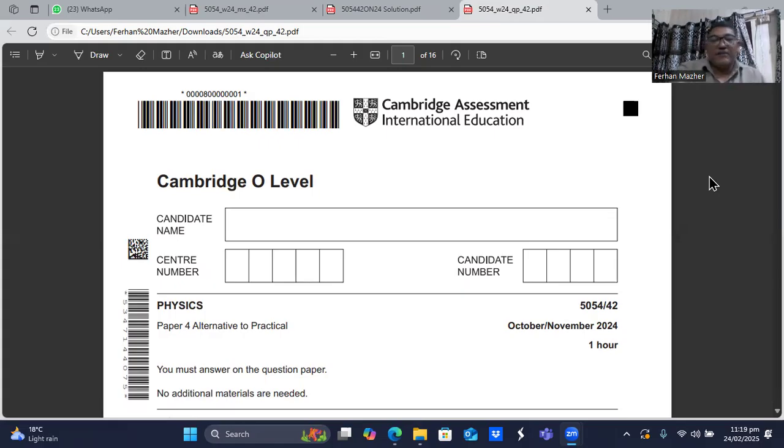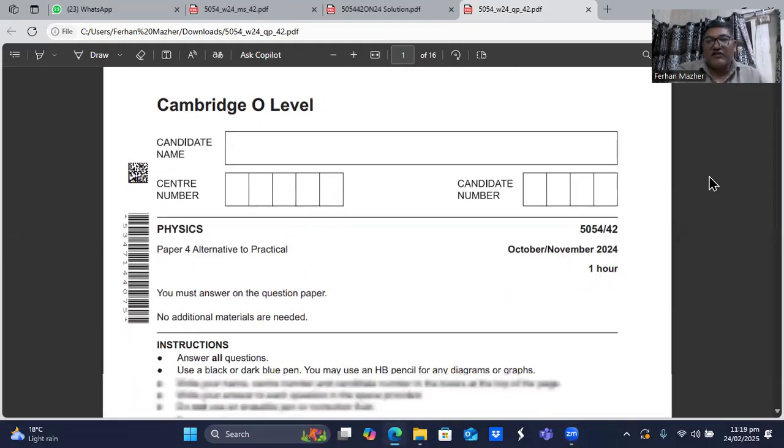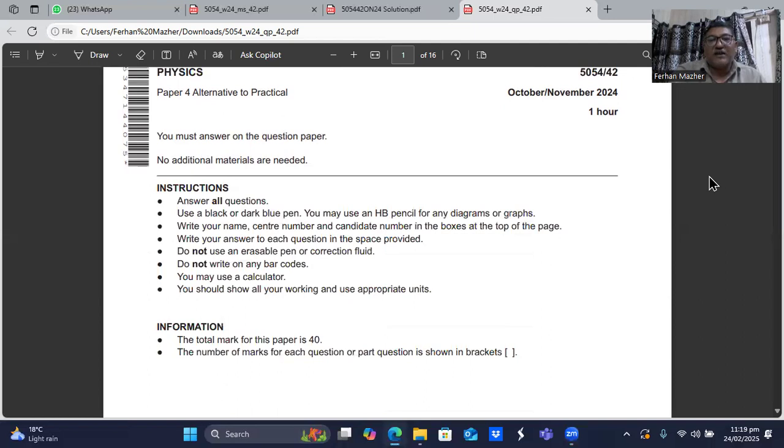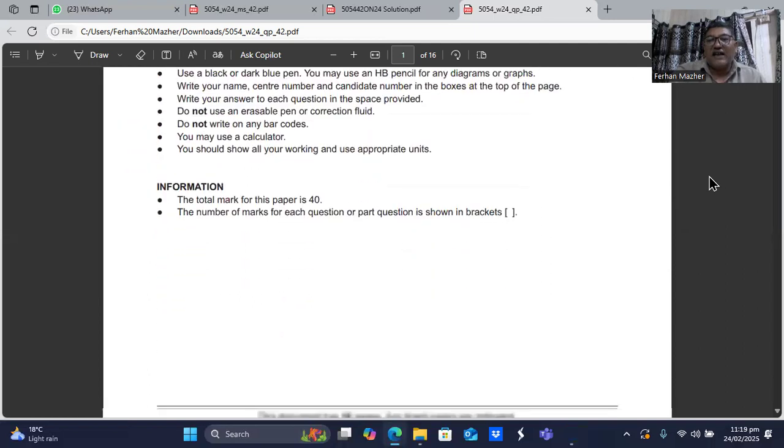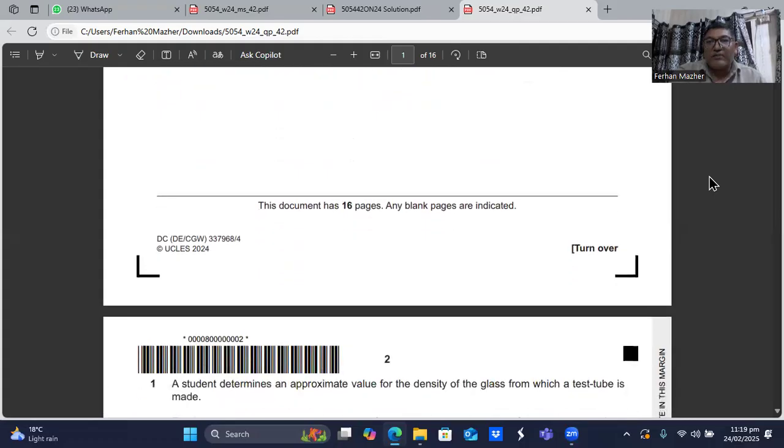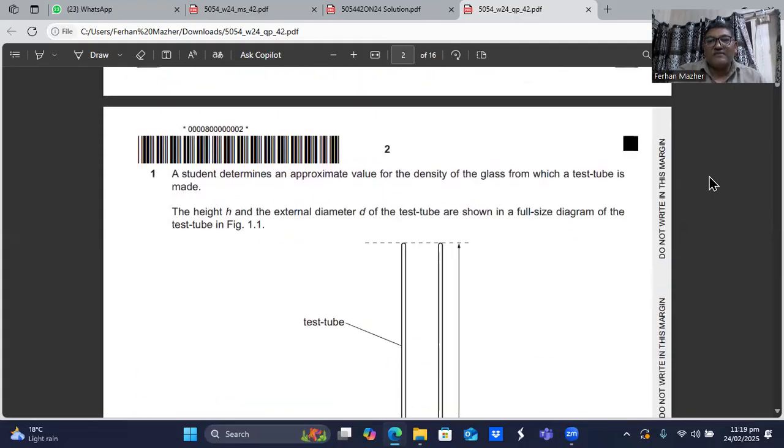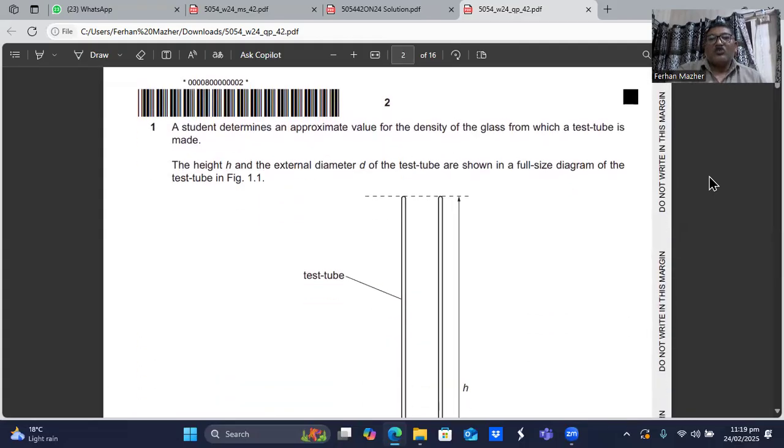So this is Paper 4, Alternative to Practical. The time allowed for this paper is 1 hour, and the total marks for this paper are 40. So the first question is showing up on your screen.